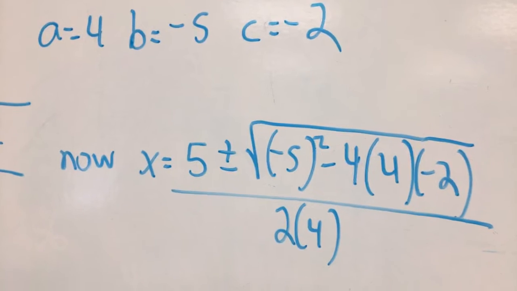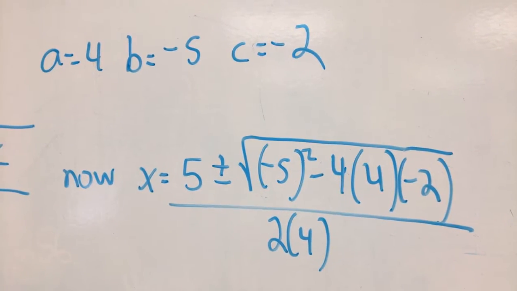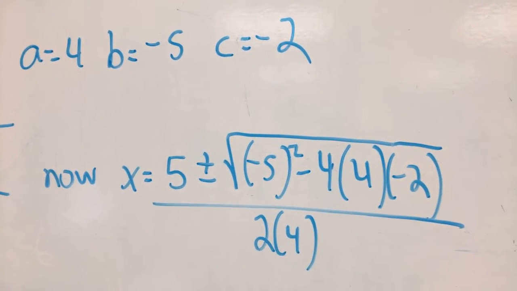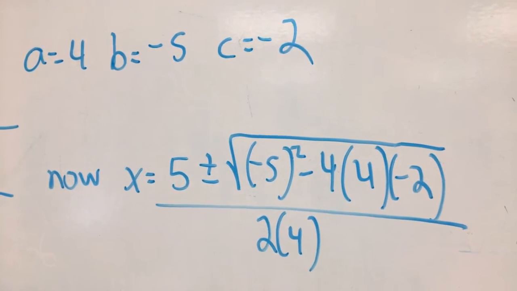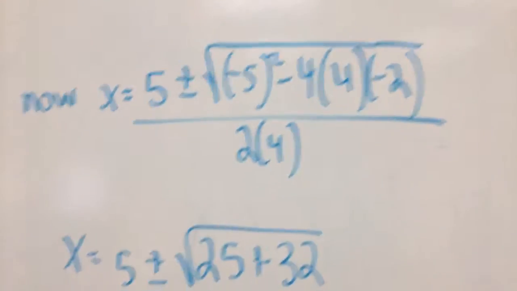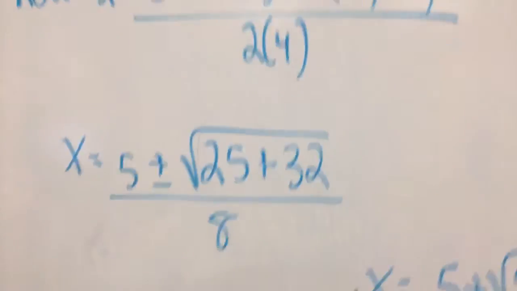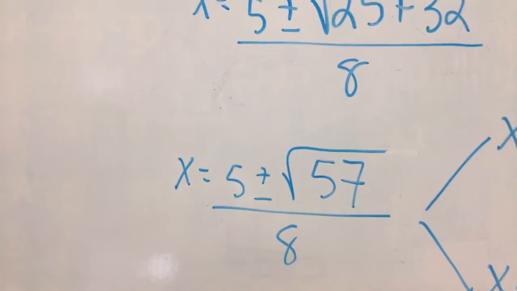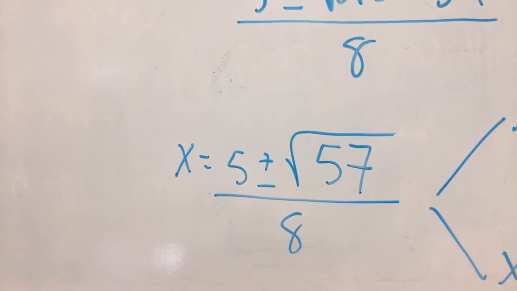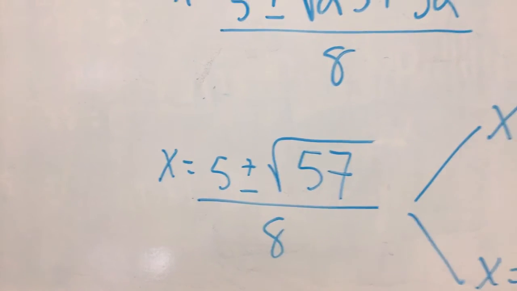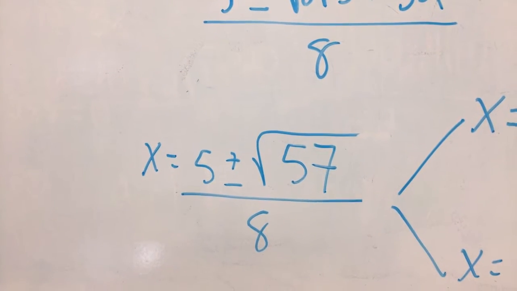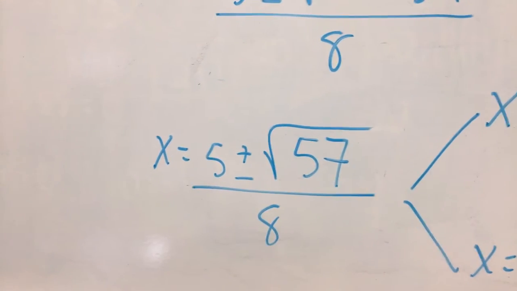All right, so x is now equal to 5 plus or minus the square root of negative 5 squared minus 4 times negative 2, that's the negative 4ac, all over 2 times 4, all over 2a, all right? Now let's clean that up. Clean it up a little more. And I get x is equal to 5 plus or minus the square root of 57 over 8. Okay, now this generates two solutions. The axis of symmetry is actually 5/8. And your x-axis intercepts are the square root of 57 to the right and the square root of 57 to the left of that axis of symmetry.